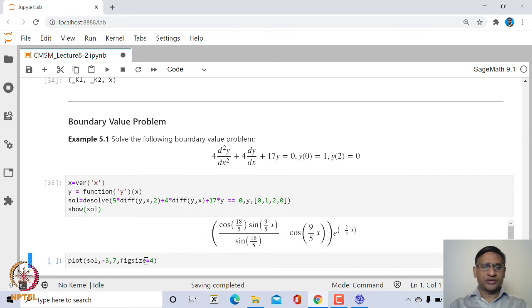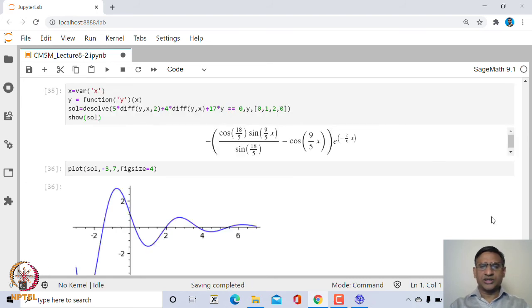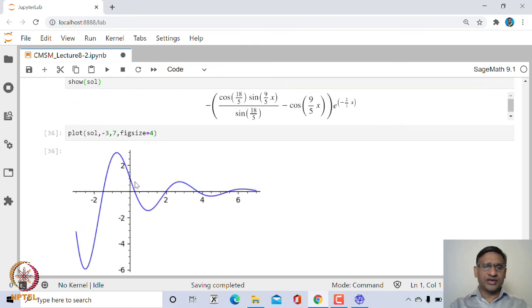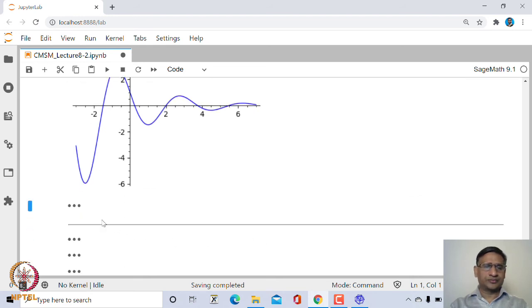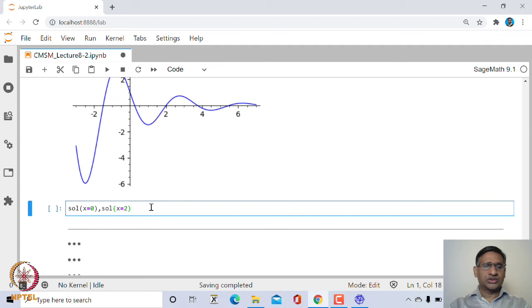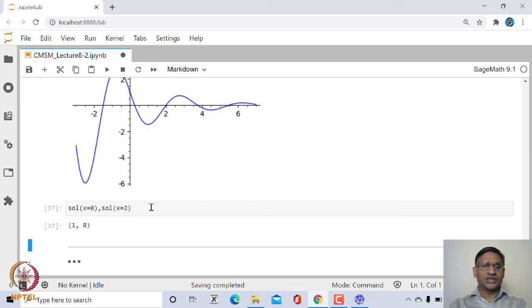If you plot its solution curve, just to make sure that it satisfies the boundary conditions, you can see here that at x equal to 0 the y value is 1, and at x equal to 2 the y value is 0. So this is the solution curve, right. You can also check whether the solution at x equal to 0 is 1 and the solution at x equal to 2 is 0. So that is what we get, right.